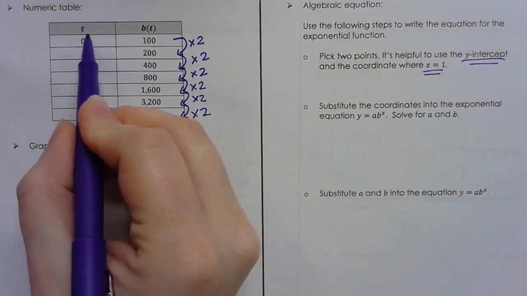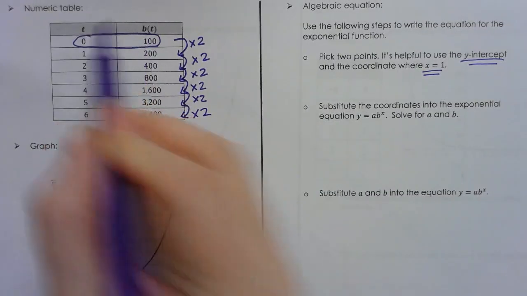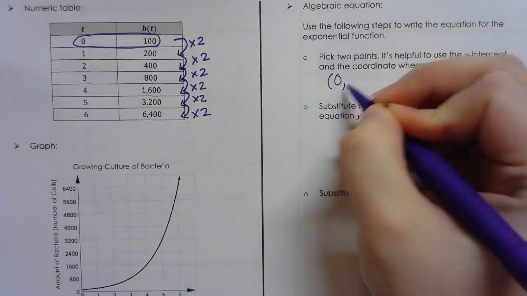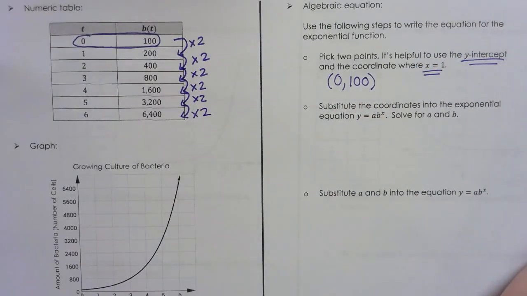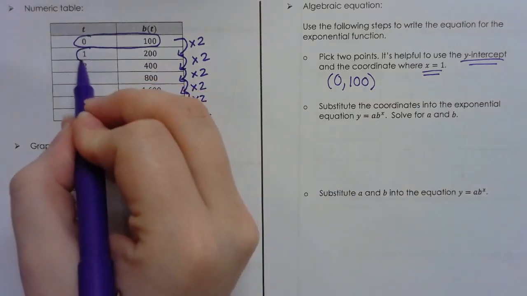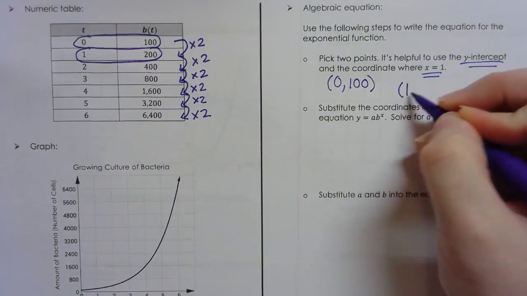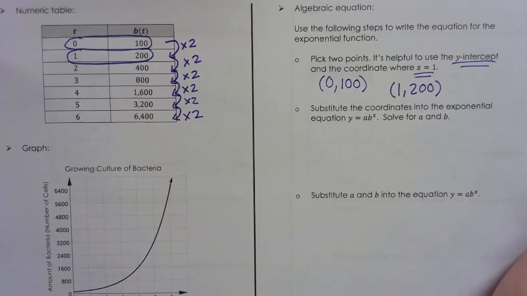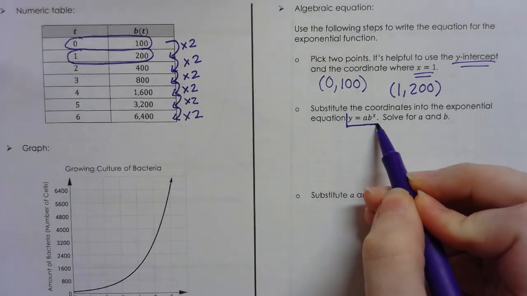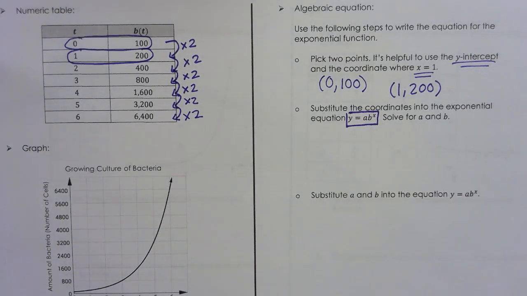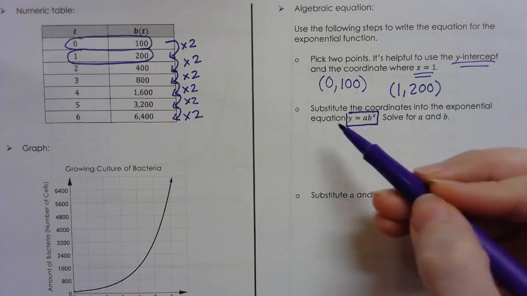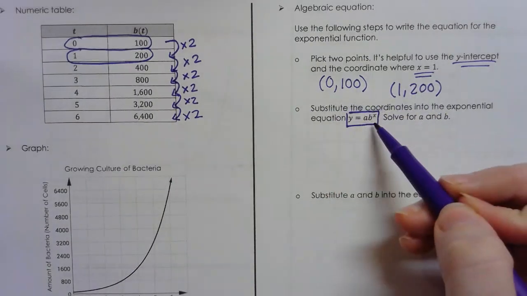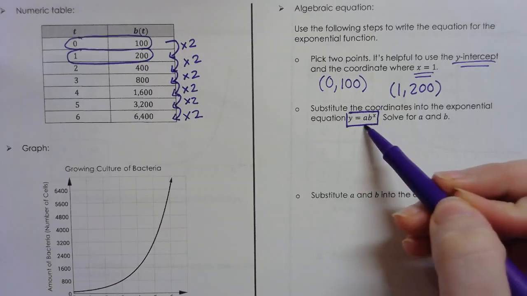So first, let's pull the y-intercept. Remember, the y-intercept is where x equals 0. So that would be the point (0, 100). And then let's get where x equals 1. So that would be the point (1, 200). Remember, through all of this, we're looking for a pattern. So the standard form of an exponential function is y equals a b to the x. We're going to substitute these into this equation to find the values of a and b.